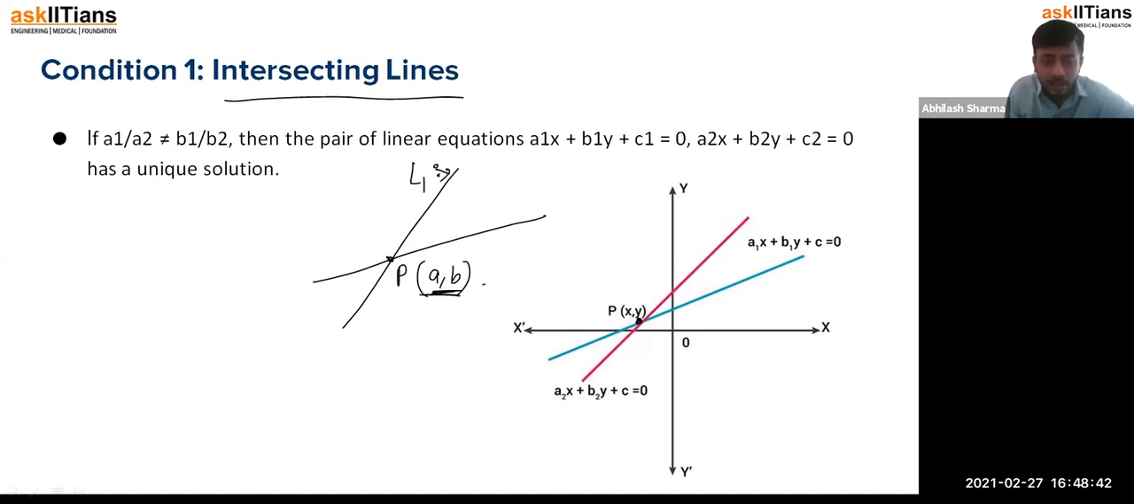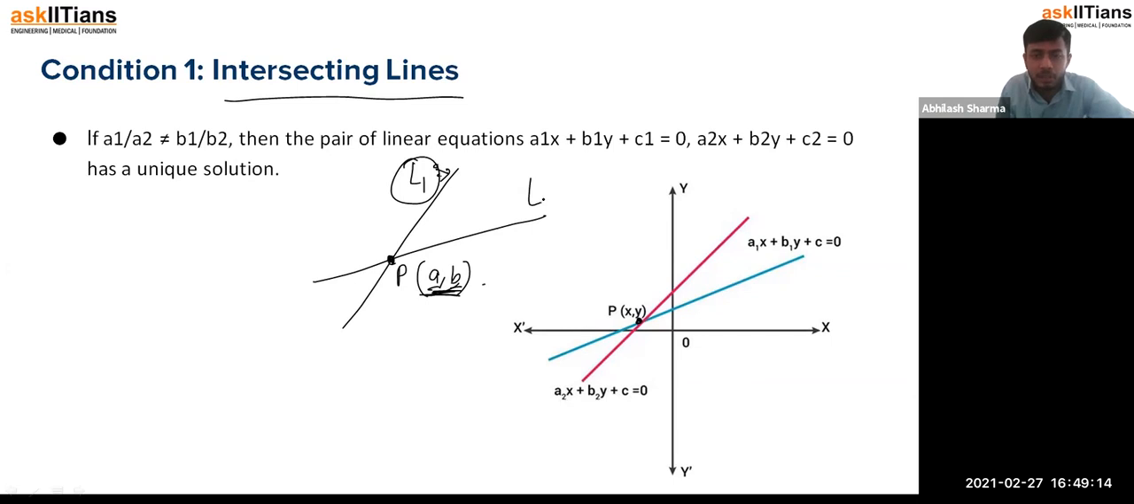Since this point lies on the line L1, it will satisfy the equation of the line L1, because I already told you what we mean by a graph. Any point that lies on the graph will satisfy the equation. Any x and y which satisfy the equation will lie on the graph. Both ways it holds true. So since this point P lies on L1, obviously when I put x equal to A, y equal to B, the equation will be satisfied, right?